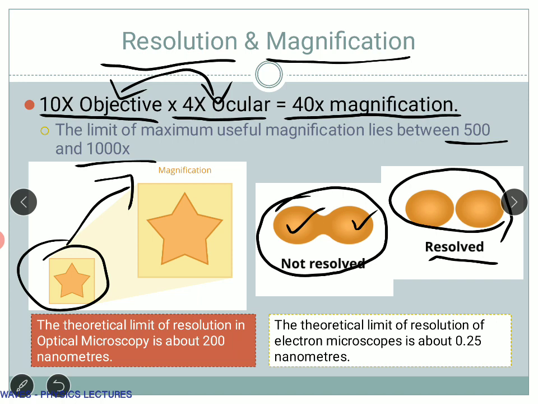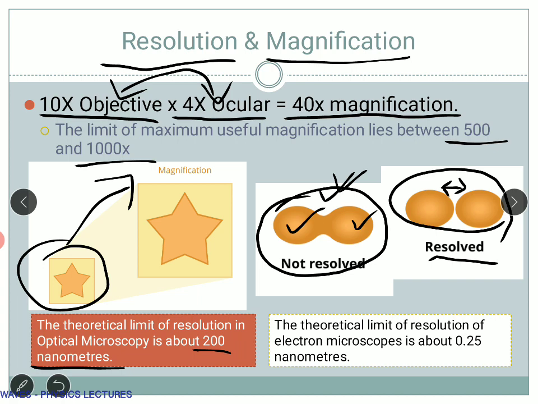So there are some theoretical limitations to resolution. If you consider any kind of optical microscope where light is used as a source, it is in the 200 nanometer range. That means if the gap between these two points is less than 200 nanometer, we are going to see something like this. But if it is 200 nanometer or more, with a very good optical microscope, we can definitely see these two points separately.